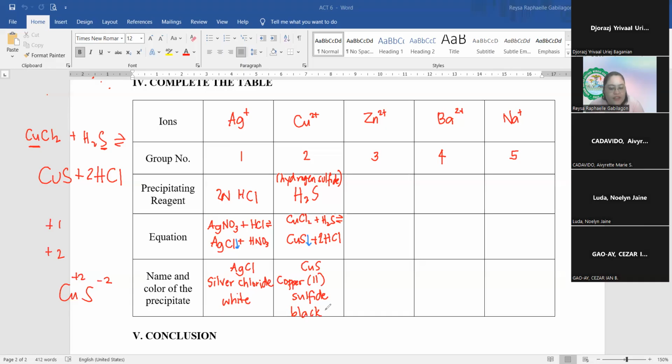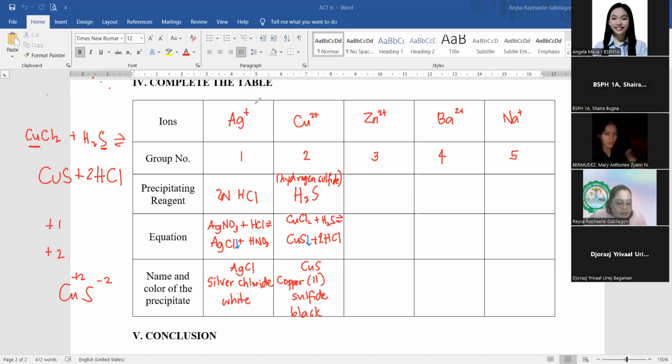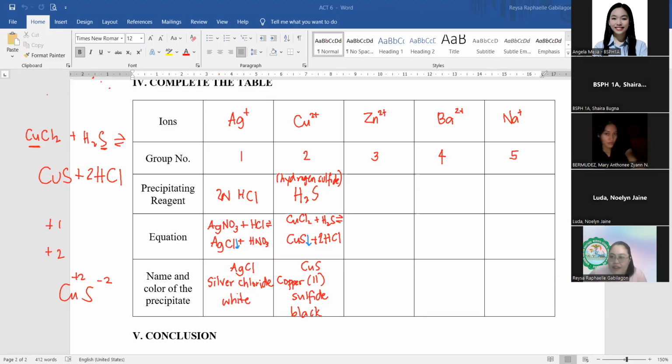So how about the zinc? Let's see if what you put for your zinc is also correct. What is the precipitating reagent of our zinc? Yes, Angela. H2S po, ma'am. Okay, H2S still.